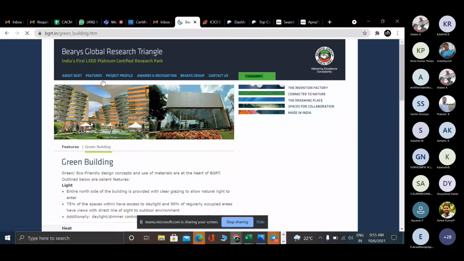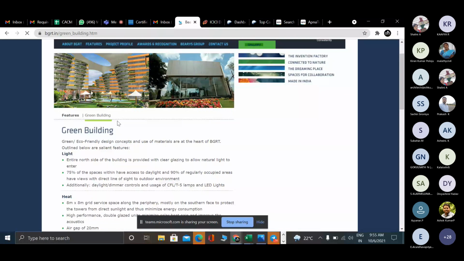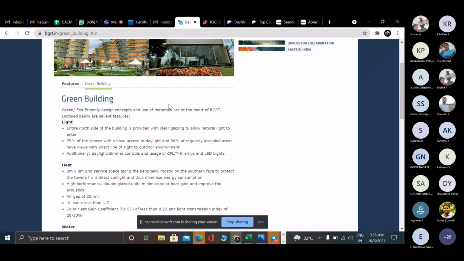The entire north side of the building is provided with clear glazing to allow nature. The orientation of the building is made like that so it gets maximum daylight, so that the electricity consumption will be very less during the daytime. That is the objective of the orientation. Orientation is aligned like that so it gets maximum natural light during the daytime. And they have used glare-control devices also. They should not get glare, so in the construction itself they have special features where the glare does not affect the person who is working over there.